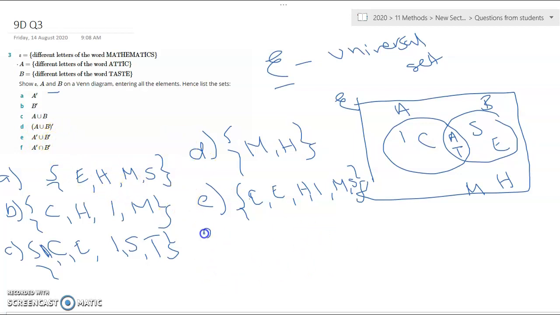All right, F, we're now looking at the intersection of not A and not B. So what's common? When we have not A, we can come back and look at these. What's common between these two? It's M and H. So there we have M and H. And that is question 3 of 9D finished.